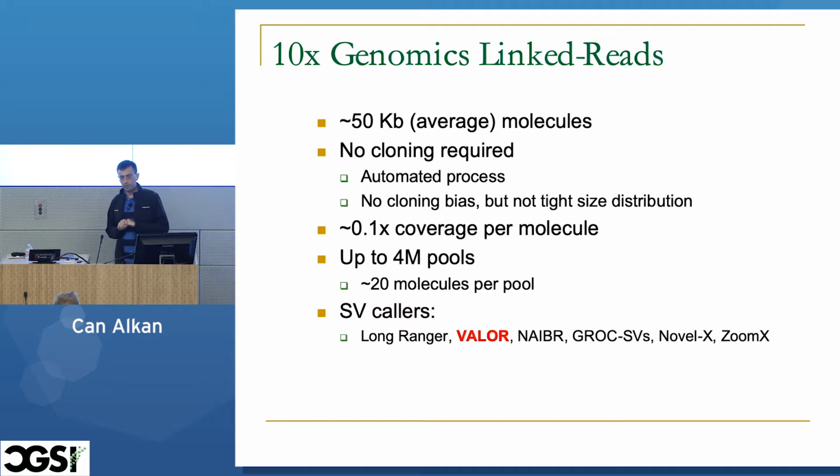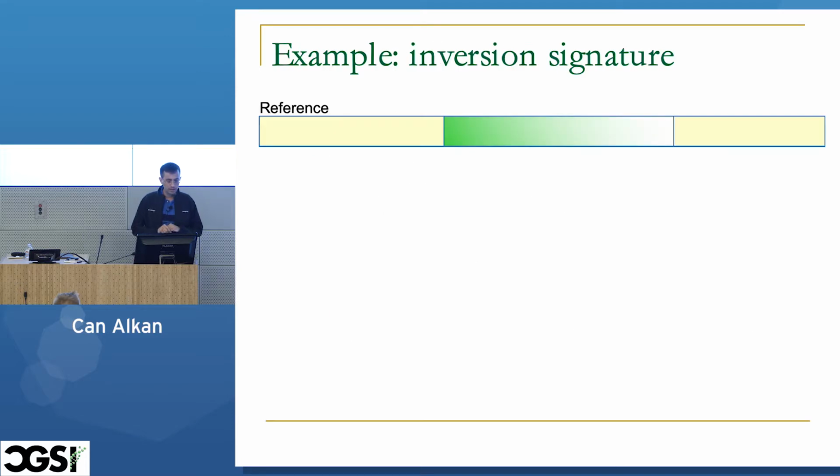So you can have up to 4 million pools. Statistically, you can have 20 molecules per pool, but in reality, you get 2 or 3 in real data. And these are some of the SV callers, and Long Ranger is the official caller from the 10x Genomics company, and Valor is ours. And there are others such as GROC-SVs and NAIBR.